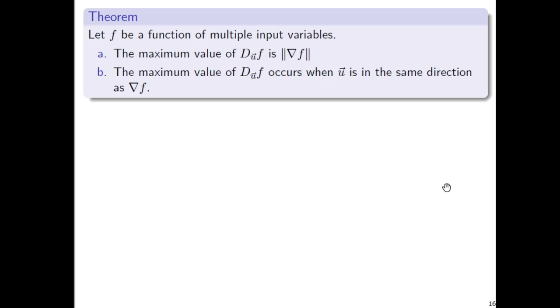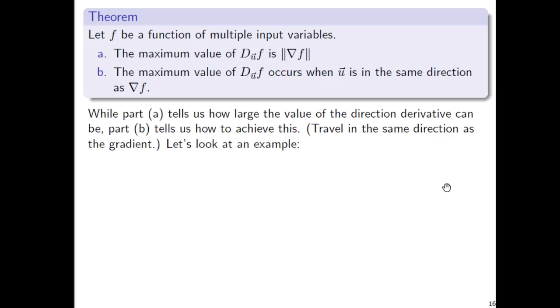Now, I want you to get a sense of what this is actually trying to say. We're not going to try to prove it. We're going to just try to understand what it's saying. So part A tells us how large the value of the directional derivative can be. Part B tells us how to achieve this. Basically, how we achieve it is to travel in the same direction as the gradient.